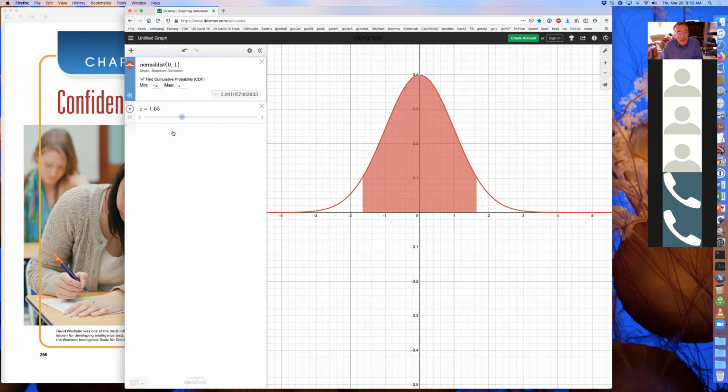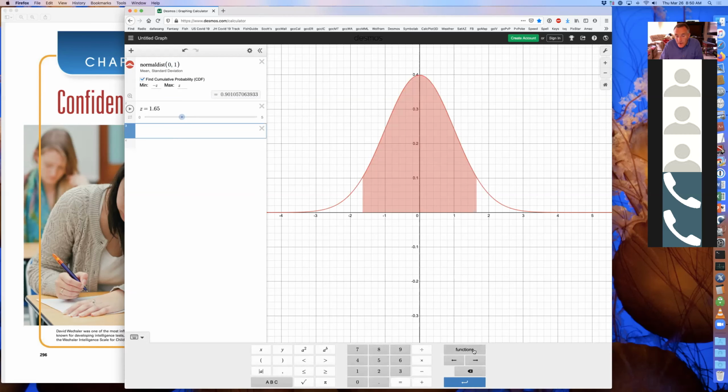Let's put it down here. The inverse CDF, okay, and then you have to tell it which distribution. And you'd say of a normal distribution with a mean of 0 and a standard deviation of 1 and an area of 95%. Because when inverse finds it, it finds it to the left of the cutoff.